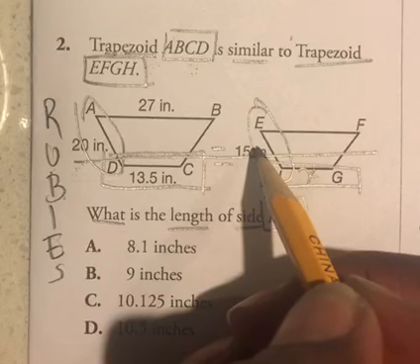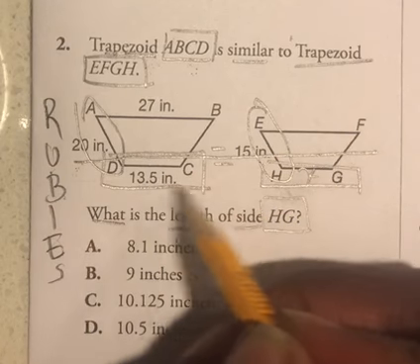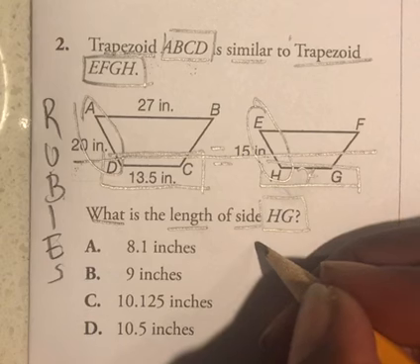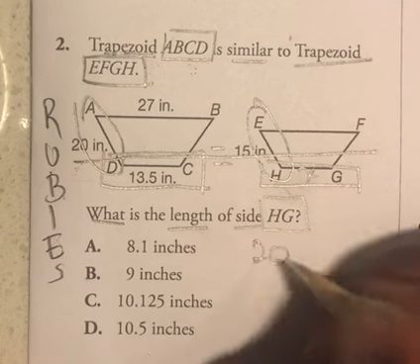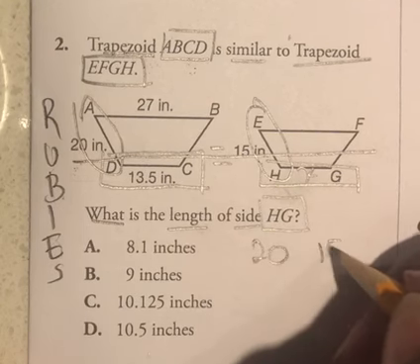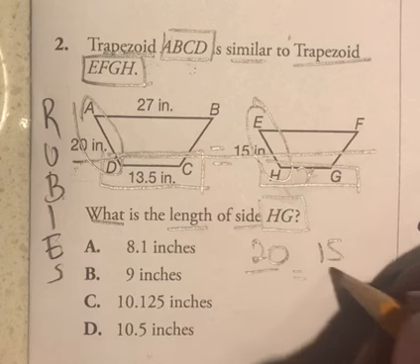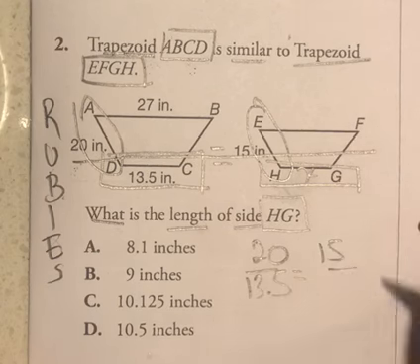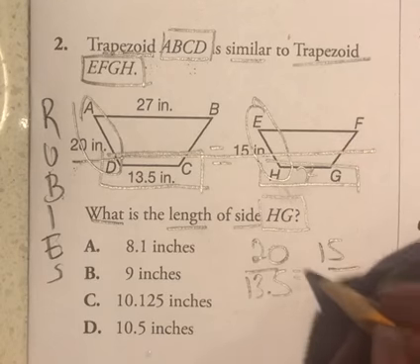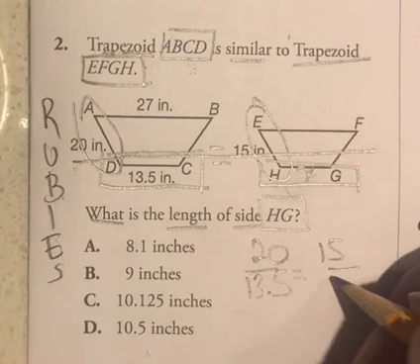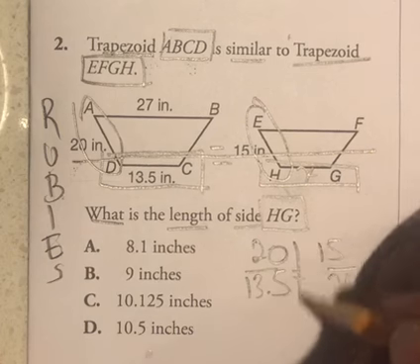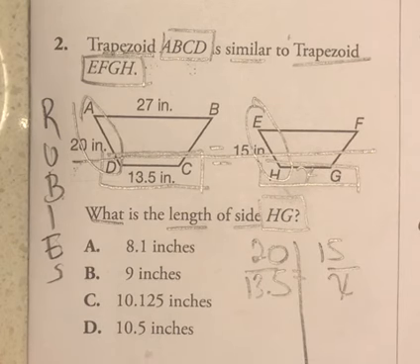20 is across from 15. 13 5/10 is going to be across from X. So let's go ahead and write that out. 20 is across from 15. 20 is over 13 5/10, and 15 is over X.